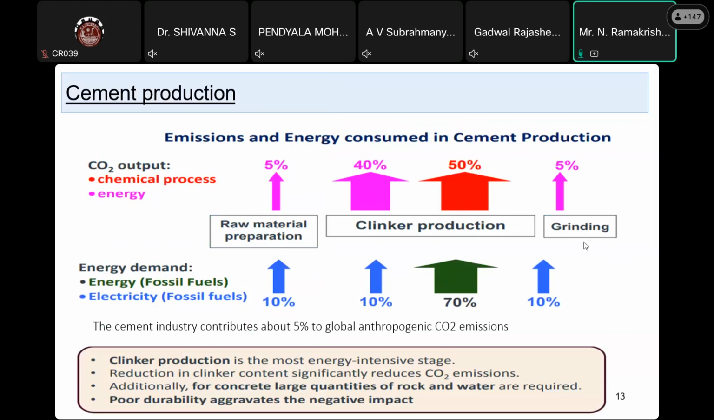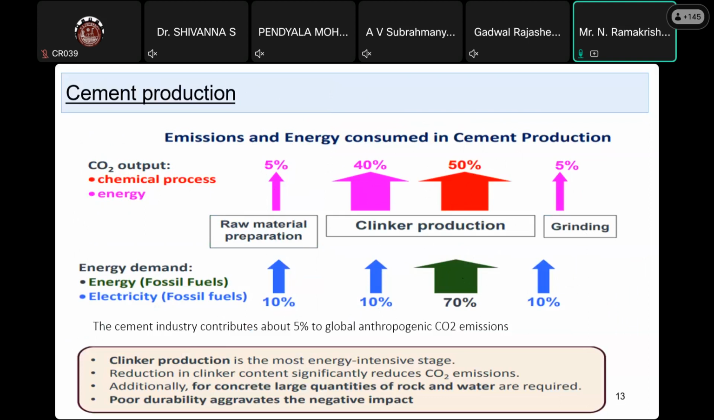For the grinder, it is 5%. CO2 output, energy demands: you have fossil fuels, energy as well as electricity. So here 10% at raw material preparation, 70% at the clinker production, and 10% at the grinding, right? As I told you earlier, almost 5 to 7% of the CO2 from man-made activities is from cement. Of all these, clinker production is the most energy intensive stage.